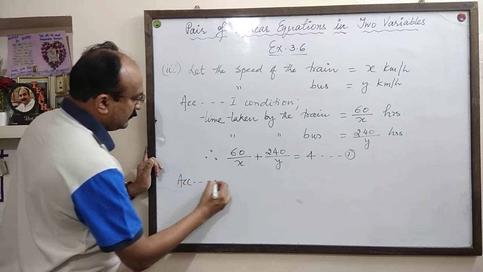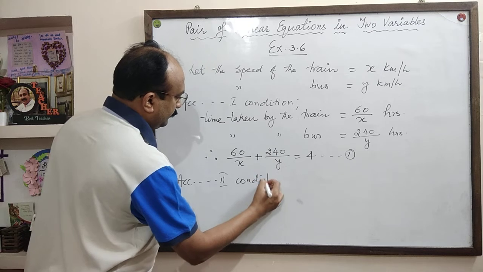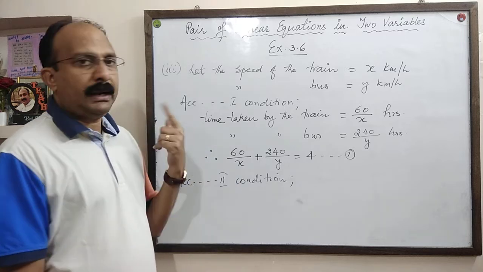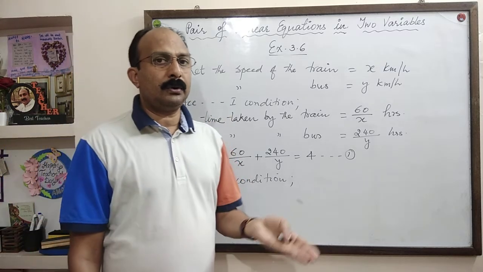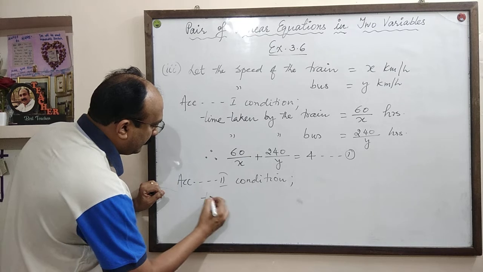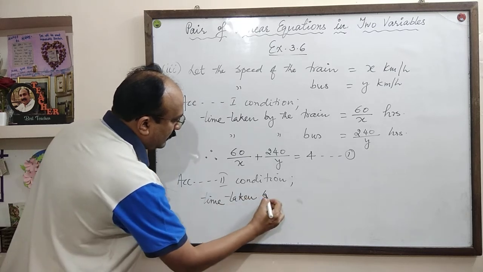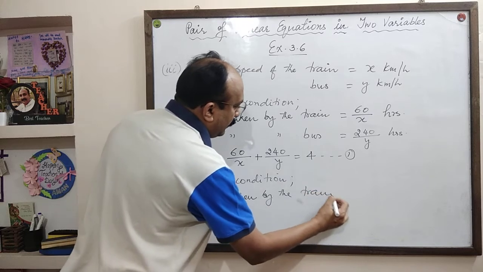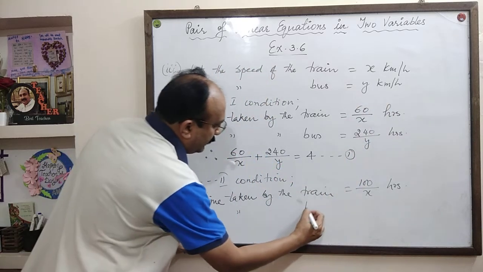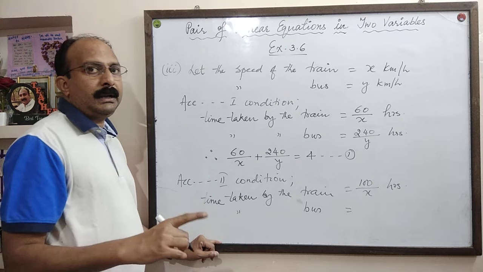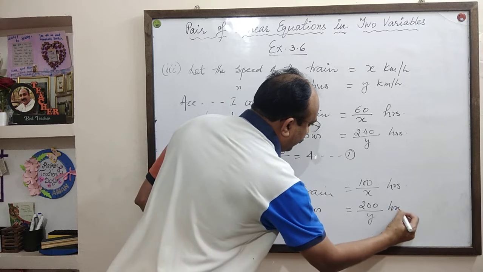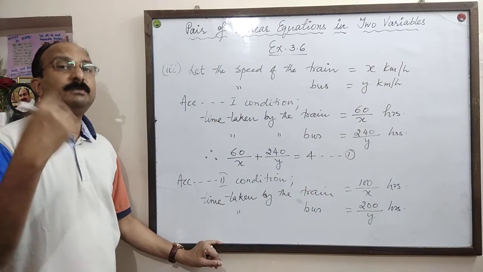Now according to the second condition, it is given if she travels 100 kilometers by train and the remaining by bus, she takes 10 minutes more. The distance traveled by train is 100 kilometers. Therefore the time taken by train is 100 upon x hours. If 100 is traveled by train, the remaining distance is 200. So the time taken by bus is 200 upon y hours. Then it is given she takes 10 minutes more.